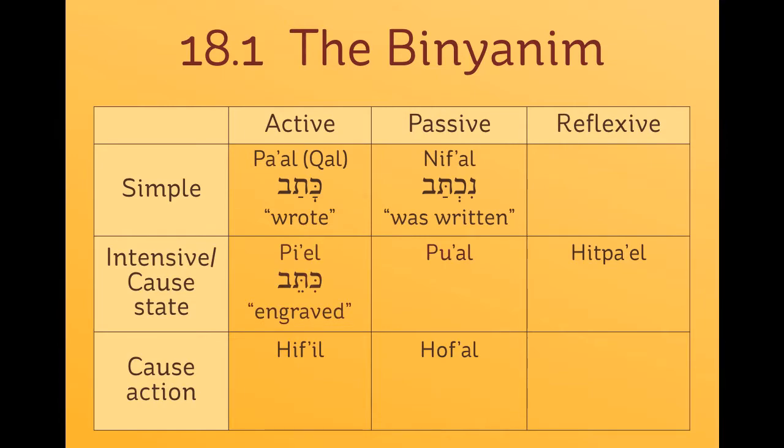All right, pual is the passive action of a piel verb, and it's distinguished by the U-type vowel. So if kitev means to engrave, kutav means was engraved. Hitpael verbs are distinguished by their hit prefix. They have a reflexive action. That means that I do something for my own benefit. I benefit from whatever I do. They're distinguished by the hit prefix.